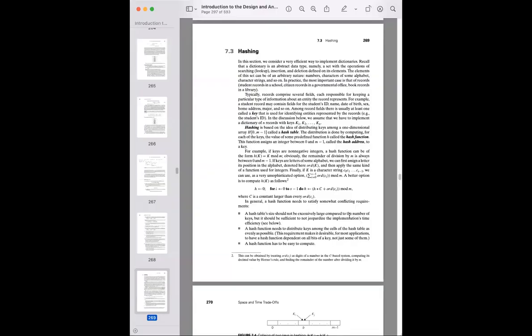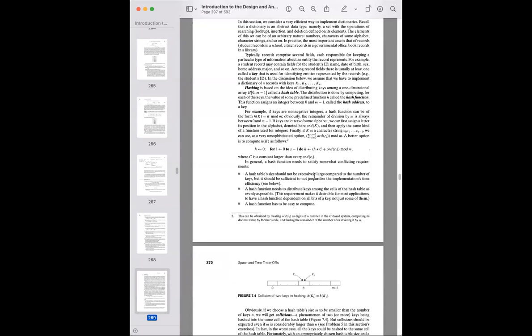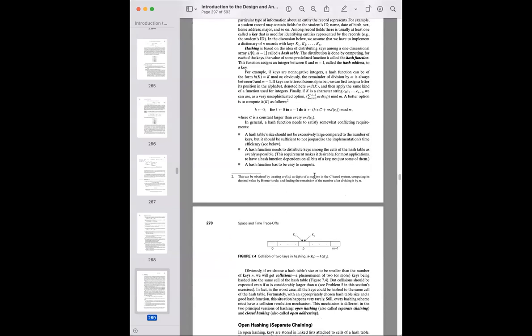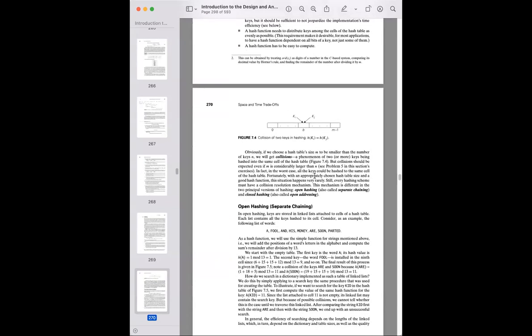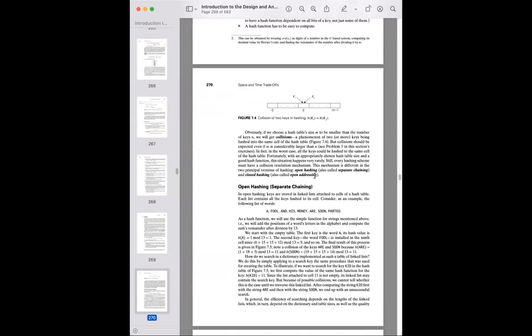So hopefully that makes some sense. Let's go back to the text here. And again, sorry, my drawings were bad. So again, here we have our hash table. We have the hash function. We have the hash index, or hash address. We have the open hashing again, also called separate chaining, which uses linked lists. Then we have the closed hashing, also called open addressing, which just is confusing.